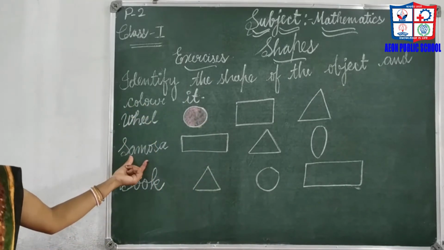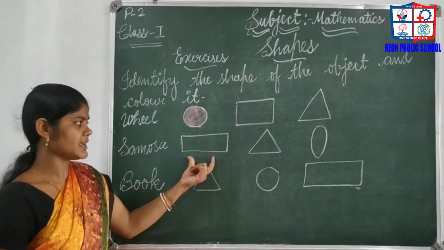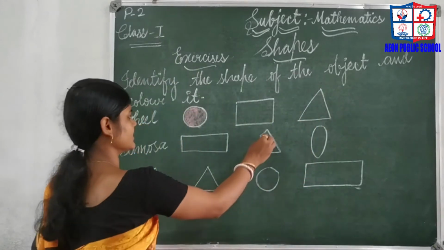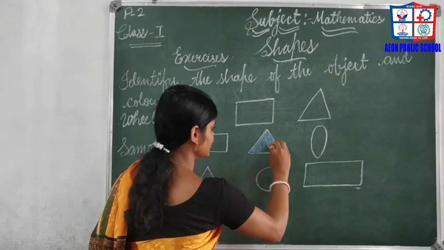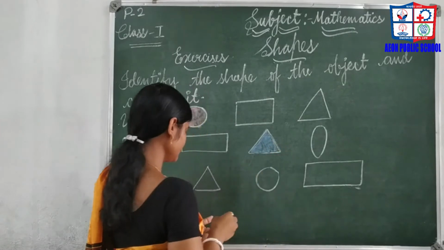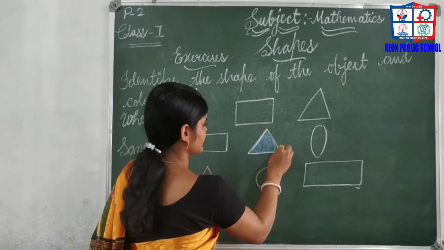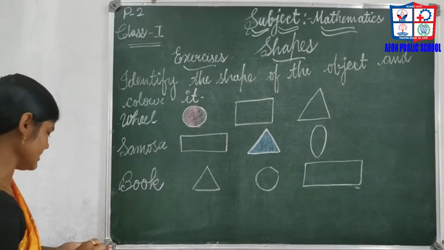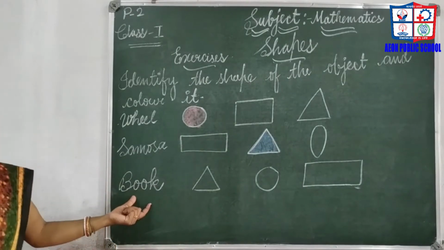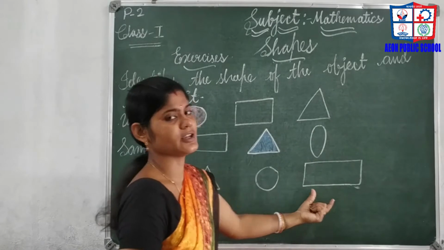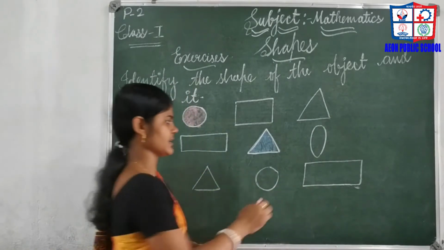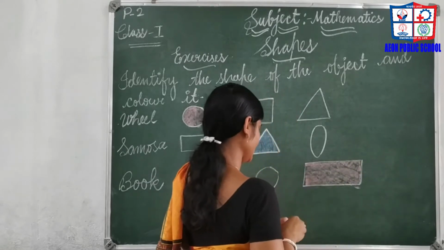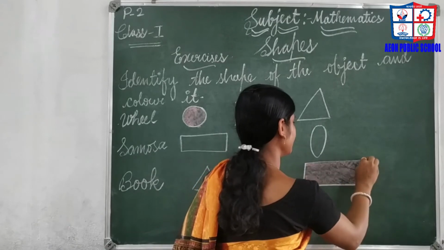Now, the second one is samosa. Is it the shape of a rectangle, or triangle, or oval? Obviously, it is the shape of a triangle. So samosa is a triangle shape. Is it clear? So we will color this because samosa is the shape of a triangle. Next one is book. Is the book the shape of a triangle, or circle, or rectangle? Obviously, the shape of a book is rectangle. So we have to color this rectangle. Like this, you have to color it.